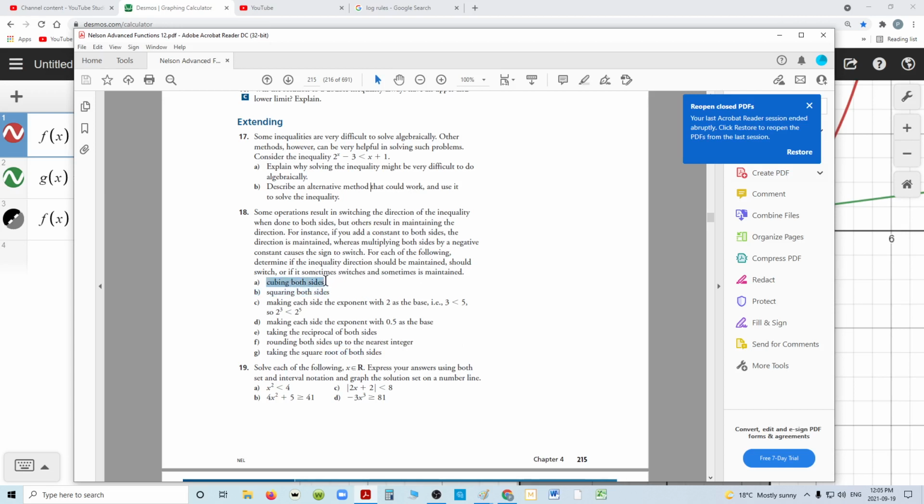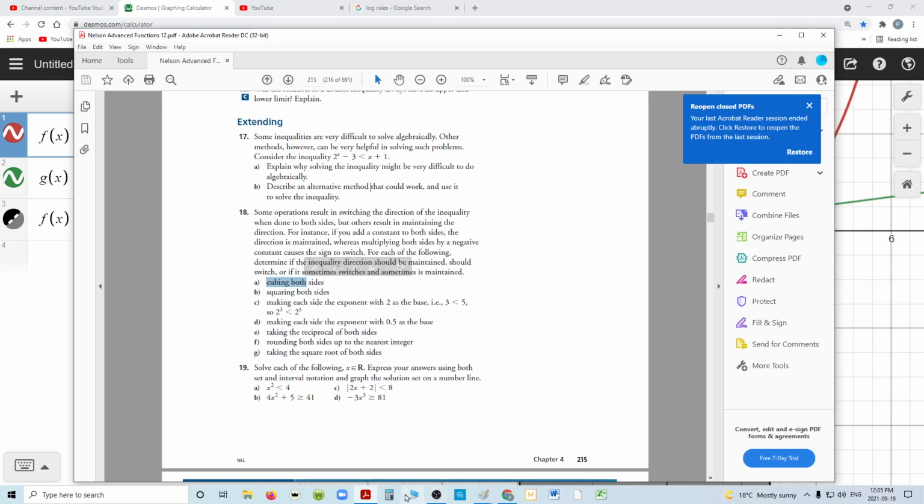Cubing both sides is the question for negatives, though. And actually, no, squaring will create a positive, so that won't always work. You have to throw a negative in front of the negative 1. Cubing will be fine, though, I think.